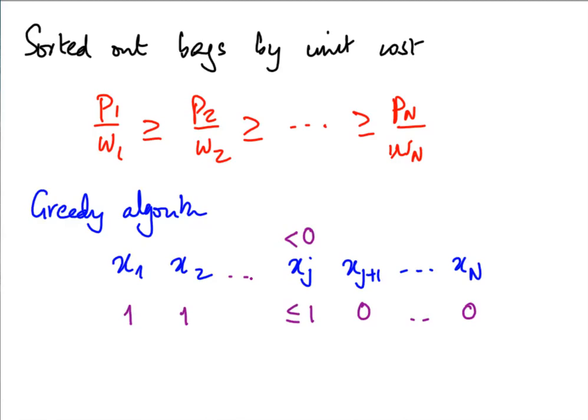So in general, the greedy solution will have the following picture. It will start with an entire sequence of ones, and it will end with an entire sequence of zeros, and there will be a position j at the end of the ones which is either 1 or something smaller than 1, corresponding to a fractional bag that we have selected to fill up the knapsack.